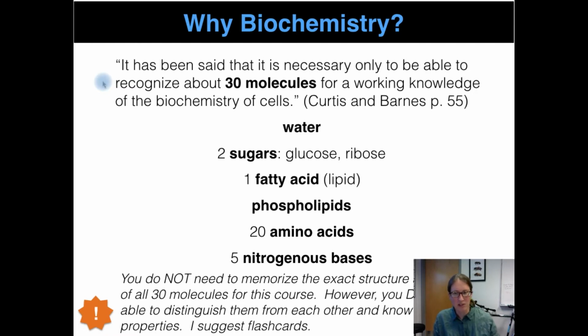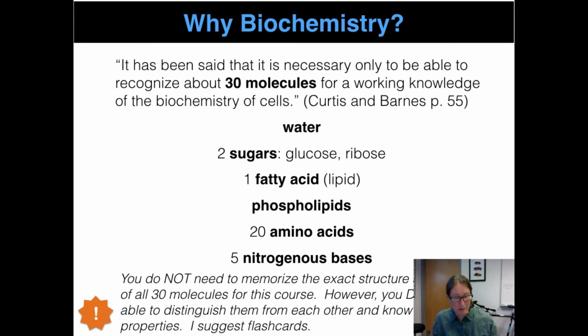And if we do so, here's what we come up with. We come up with water, 2 types of sugars, glucose and ribose, 1 fatty acid, a type of lipid, the phospholipids, 20 amino acids, and then 5 different types of nitrogenous bases. And note, as I say on this slide, for this course, you're not going to need to memorize the exact structure and function of all 30 of these molecules.